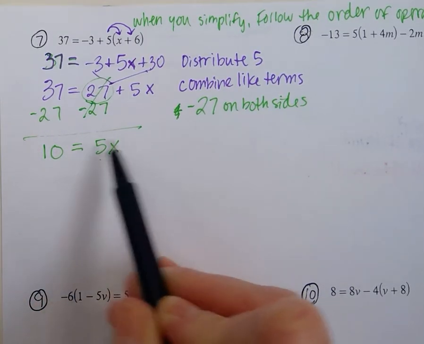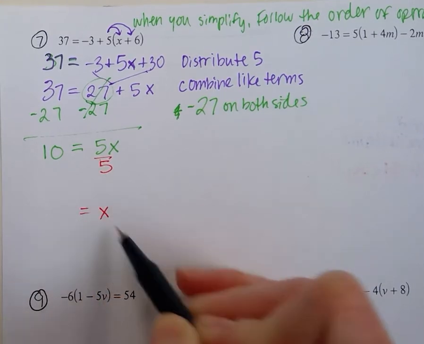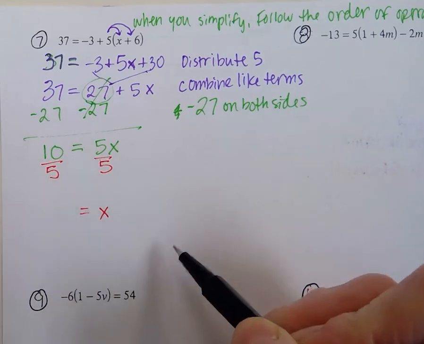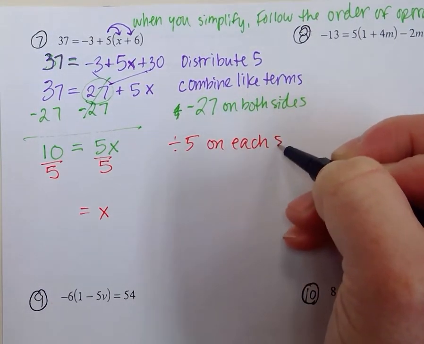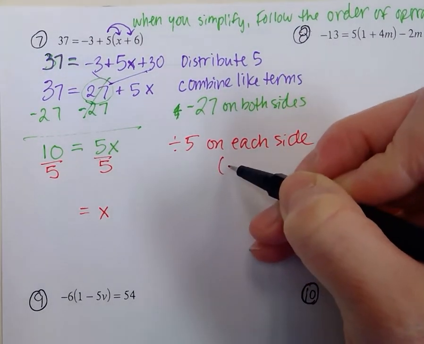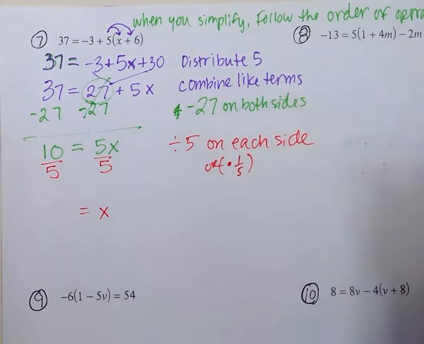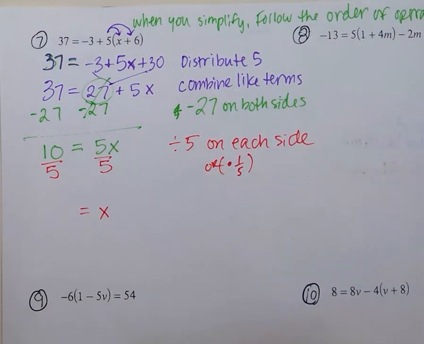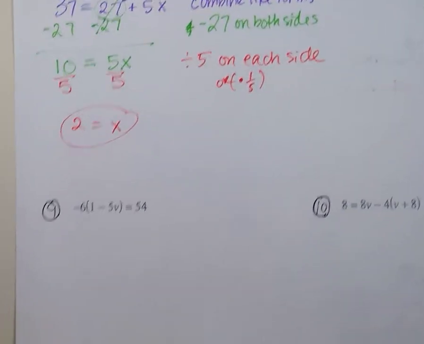Okay, so at this point, I have x's on one side, constants on the other. So now I need to break up my 5 x's into 5 groups because I eventually just want one x. So I'm going to divide 5 on each side. Or you can think about this as multiplying 1/5. Right? That's going to come in handy later. And x equals 2. Number 9.